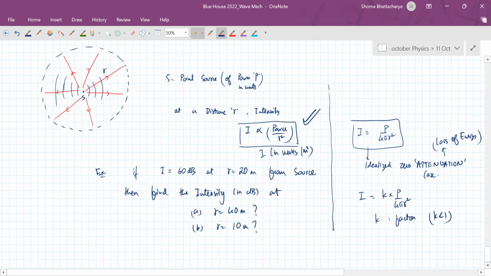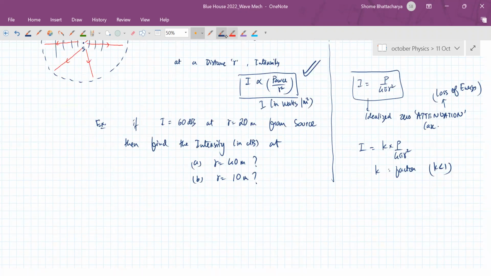No, we'll use the 3 dB rule. Yeah, so 54 is correct for our part A, that's very good, Devansh, and 66 is correct for part B.